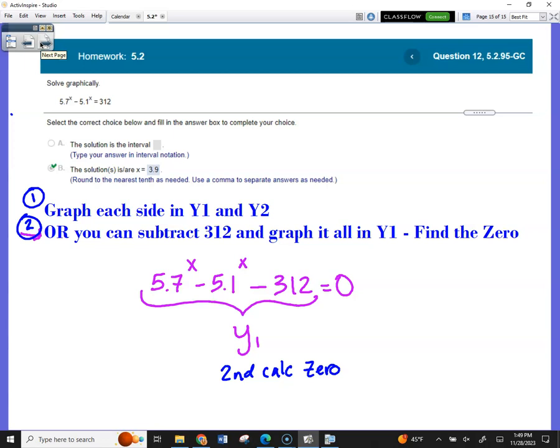And number 12. Number 12 has to do with solving it by graphing. You would type the left side in Y1 and the right side in Y2, and you look to see where they cross. Which we've done before, but I wanted to make sure it was graphed.